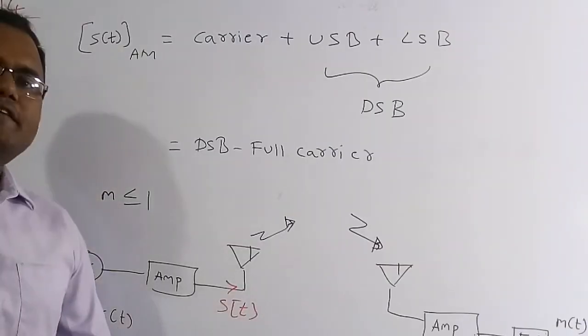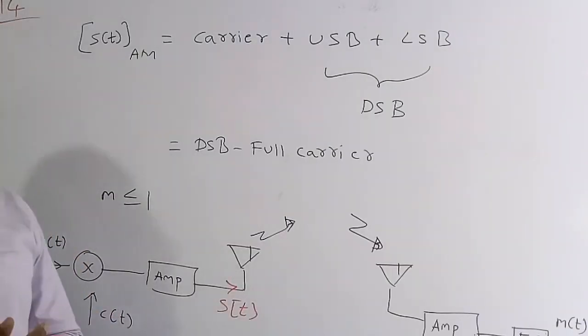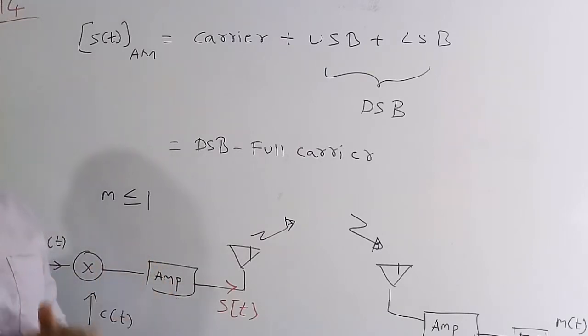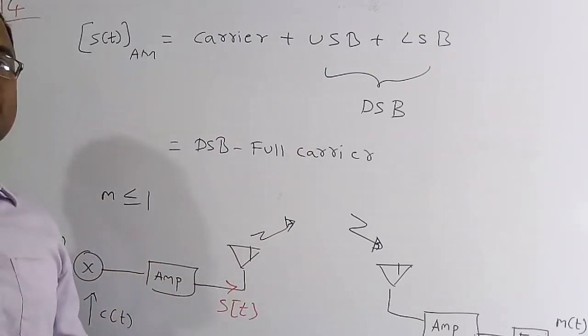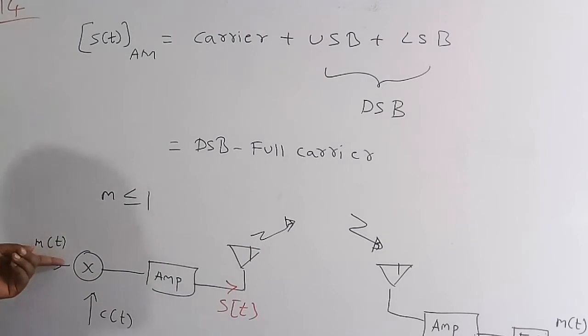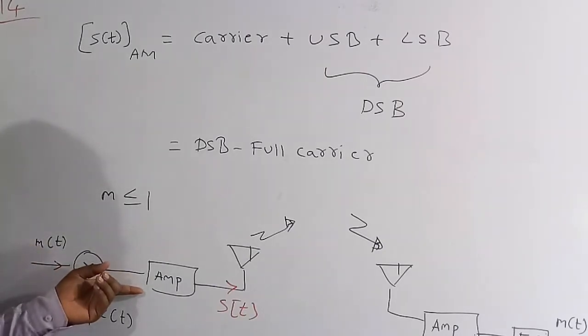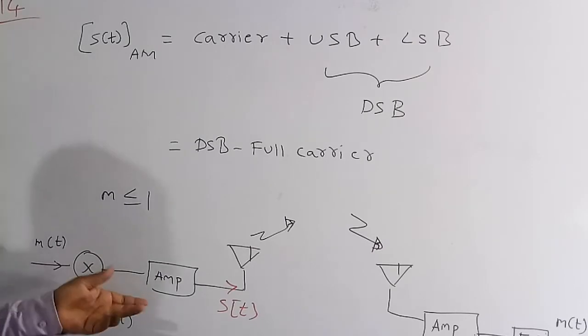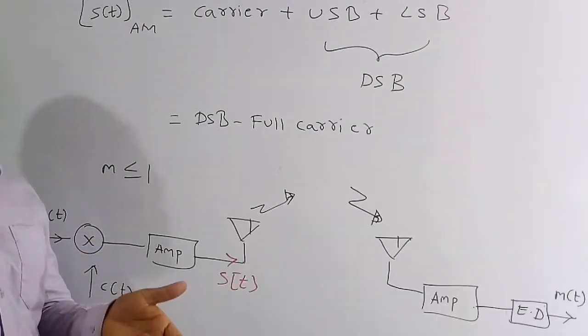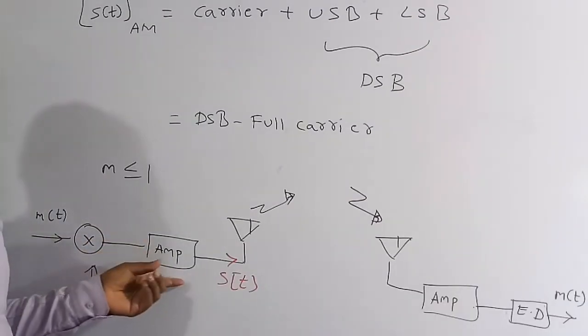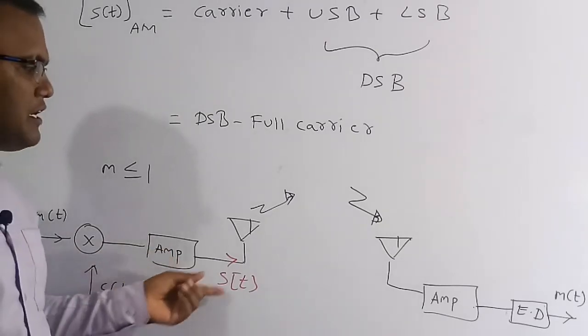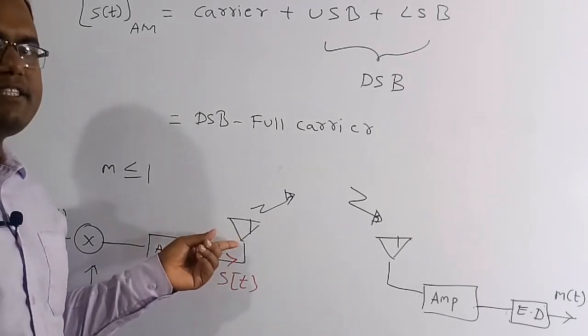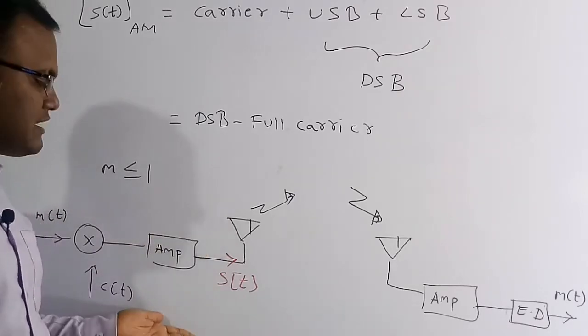The low frequency message signals cannot be transmitted over a long distance. Therefore, by using the modulation technique, we are going to change this low frequency message signal to a high frequency signal, using the carrier, which is nothing but a high frequency signal. By the modulation technique, we get a signal S of t. The S of t signal is now a very high frequency signal, and then we do the amplification, and then we send it to the transmitter, meaning the antenna. So by the antenna we send this signal.